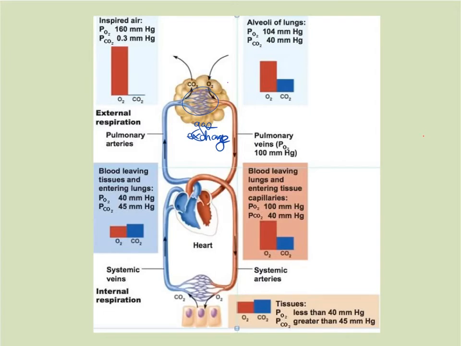Oxygen and carbon dioxide flow in opposite directions, and they do this by partial pressure. All gases move from high pressure to low pressure. So what's partial pressure?